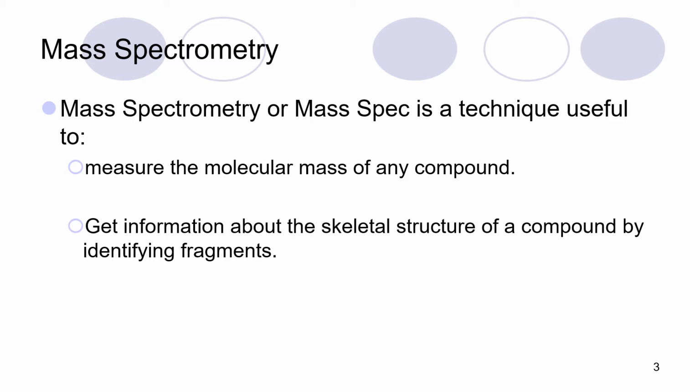So let's start with mass spectrometry. A mass spec is a useful technique for measuring the molecular mass of any compound, and then also for getting information on the skeletal structure of a compound by identifying fragments.